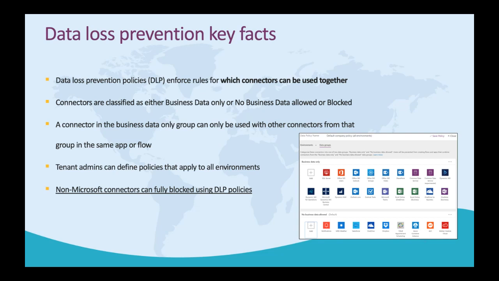Tenant admins can define policies that apply to all environments, and then non-Microsoft connectors can be fully blocked using policy. So you might have company policies where I can't connect data to LinkedIn, Twitter, Outlook.com, Slack, those different types of things. We don't want anyone to be able to connect to those types of data that are not trusted, let's say, first-party Microsoft connectors. So we block those, and we don't allow users to connect.